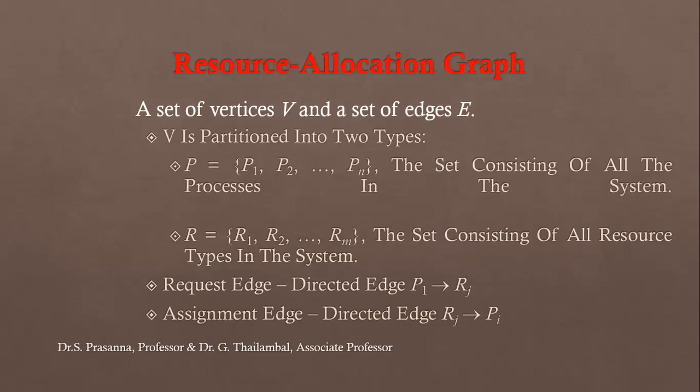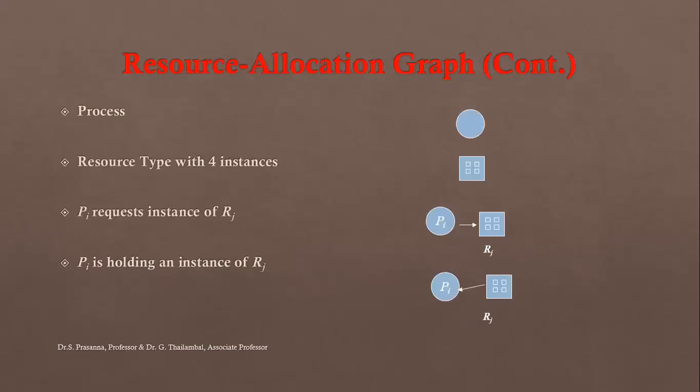Resource allocation graph. How resources are allocated to processes can be depicted as a graph. What is a graph? A set of vertices V and a set of edges E. V is partitioned into two types: processes P1 to Pn, and resources R1 to Rn. What is the request edge? It is a directed edge from Pi to Rj, meaning process Pi requests resource Rj. What is the assignment edge? It is a directed edge from Rj to Pi, meaning resource Rj is assigned to process Pi.